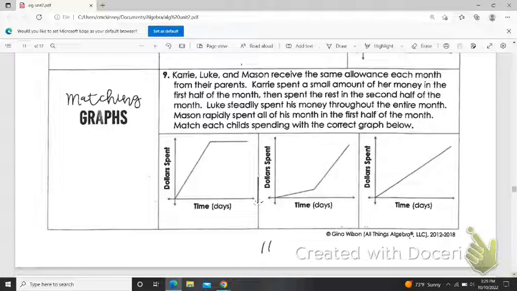So the one who is steady is going to be our nice straight line. As time goes, he's spending money at an even pace. So this would be Luke. Carrie spent a small amount in the first half. So see how the dollars spent isn't going up here much. And then she spent the rest. She started spending more quickly to spend it all. So she's still ending up with the same amount of dollars spent by the end of the month.